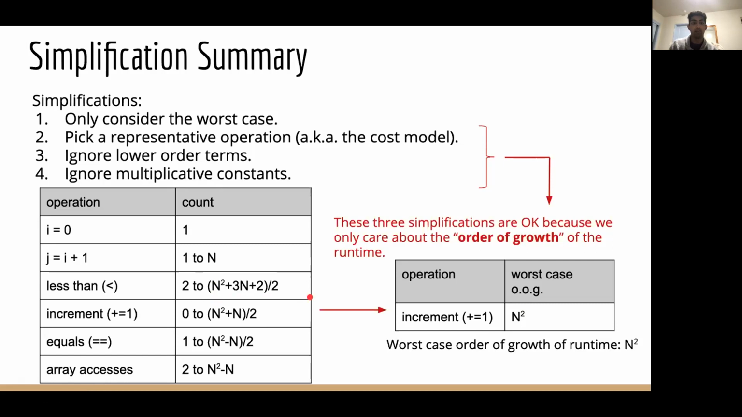The next way we simplified it is we picked a representative operation, right? In this example, we picked increment. Then what we did is, once we had this expression right here, we reduced it by ignoring lower order terms like pi by 3 and pi by 2, and ignoring multiplicative constants, pi divided by 2, and we got n squared. We were actually looking at this example, but it works for less than as well. Okay, that was a lot at once. So yeah, we've successfully gone from the symbolic count table to a smaller order of growth.